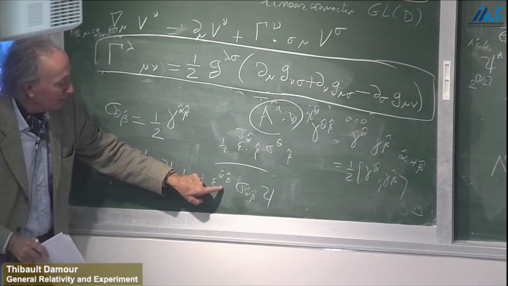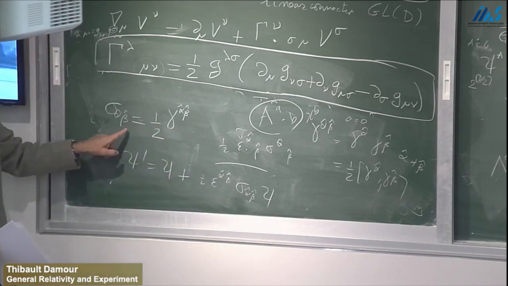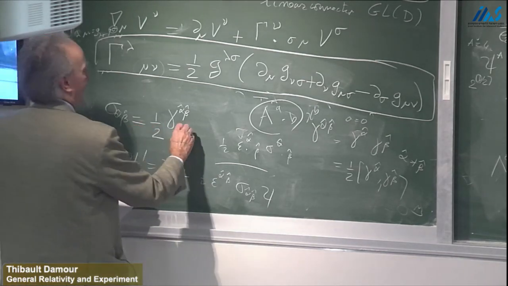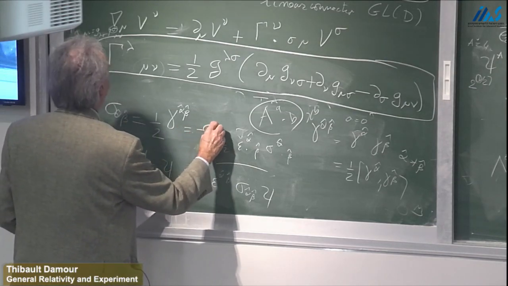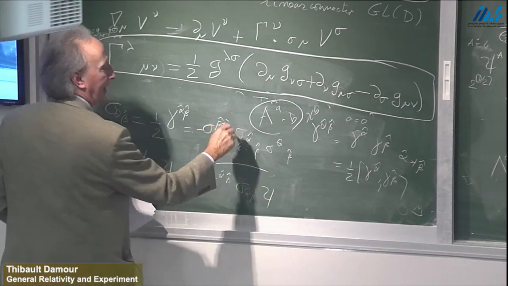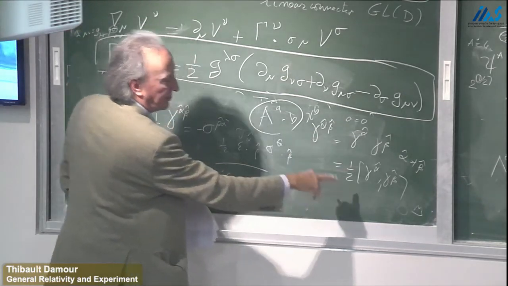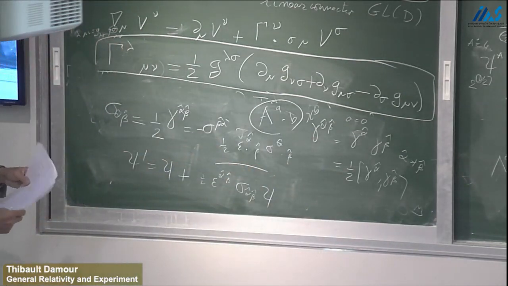This is because this object is antisymmetric. This object is antisymmetric, okay? Also, I should have said that this is minus sigma beta alpha, okay? So this definition means it is an anti-commutator.